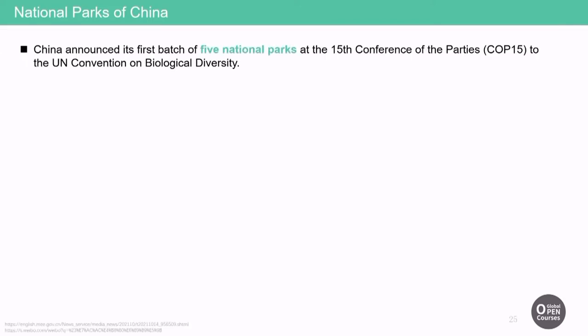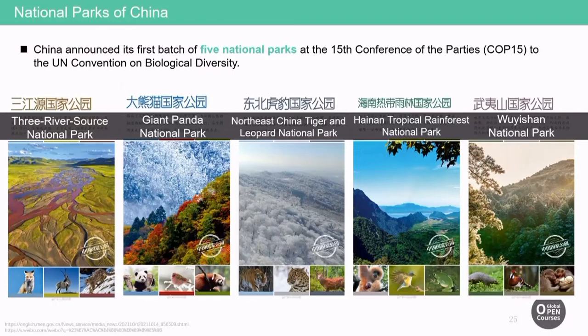At COP15 of the Convention on Biological Diversity, held recently, President Xi officially announced the establishment of five national parks in China, marking the beginning of a new chapter of construction of national parks in China. These are the five national parks: Three River Source National Park, Giant Panda National Park, Northeast China Tiger and Leopard National Park, Hainan Tropical Rainforest National Park, and Wuyishan National Park.